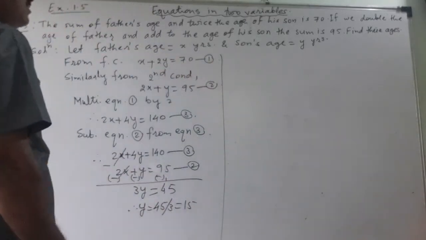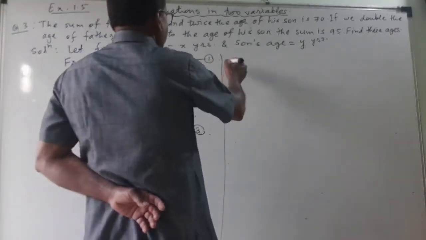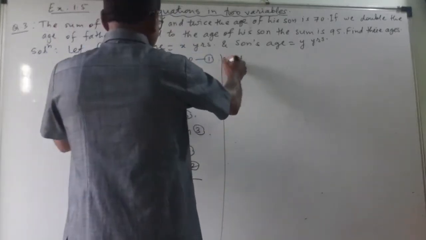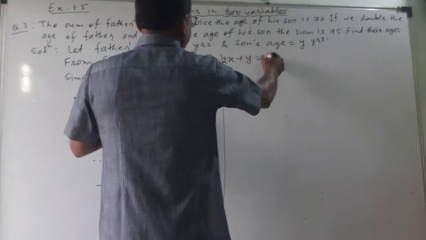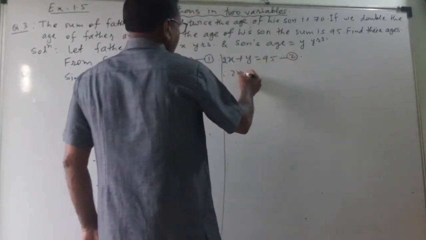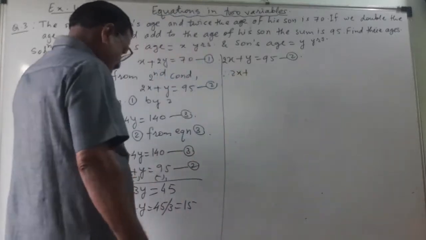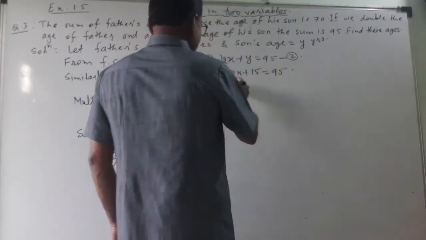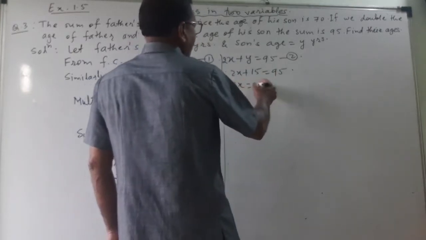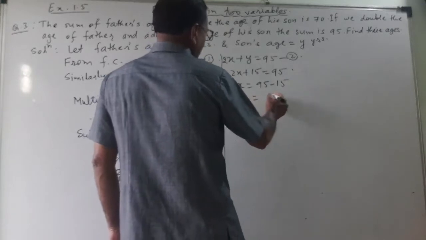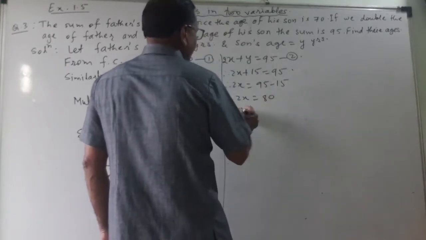What is y? Son's age. Now I will take 2x plus y equal to 95. This is equation number 2. Therefore, 2x plus y, that means 15, is equal to 95. Therefore, 2x is equal to 95 minus 15. Therefore, 2x is equal to 80. Therefore, x is equal to 40.